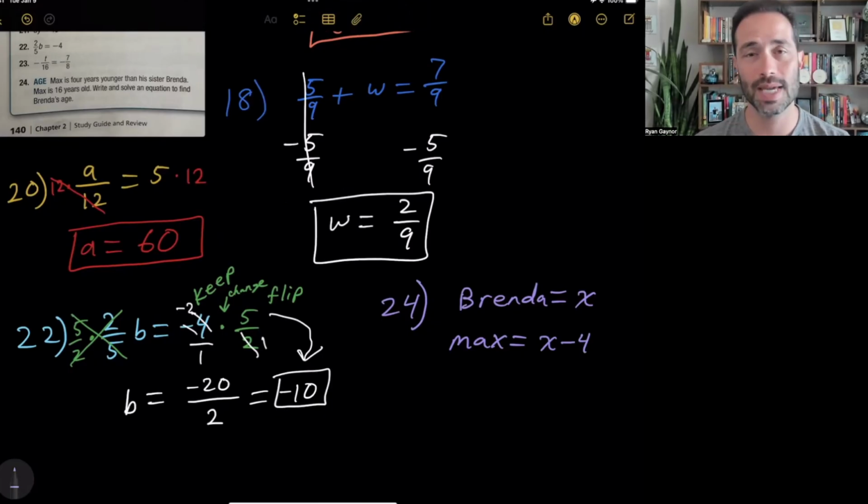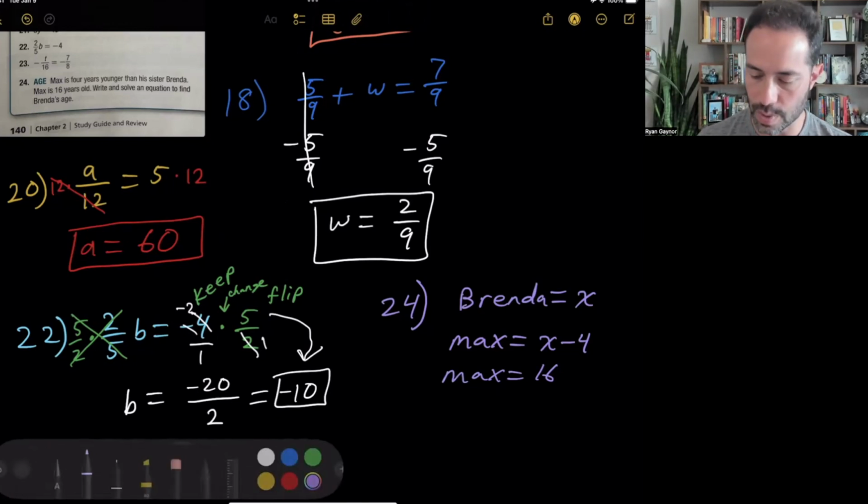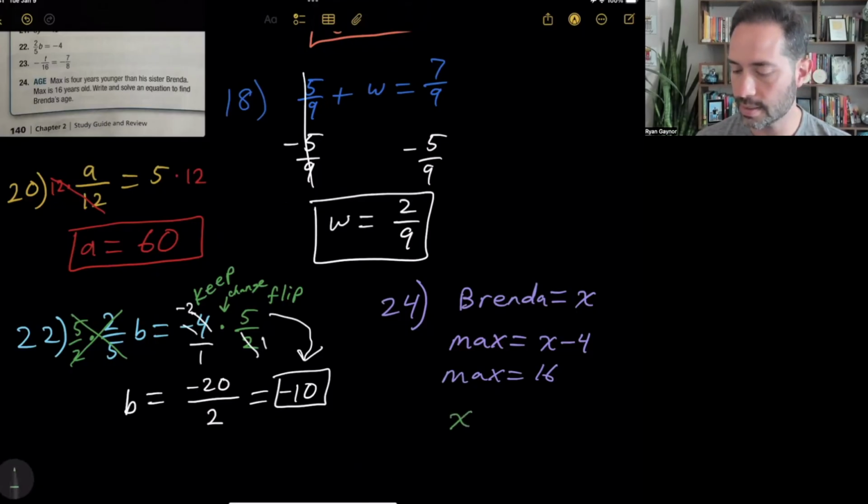All right, now they told you something else about Max. They said that Max is 16 years old. So look, we get to write Max again. Max equals 16. So because we have Max twice, we can just use substitution to create an equation. So since Max is both equal to X minus 4 and 16, we can just write this equation. X minus 4 equals 16. Again, remember Max is equal to both of those things, so that means they're equal to each other.